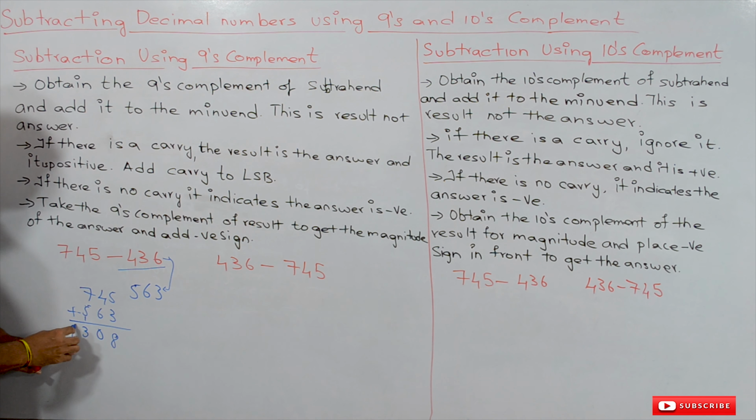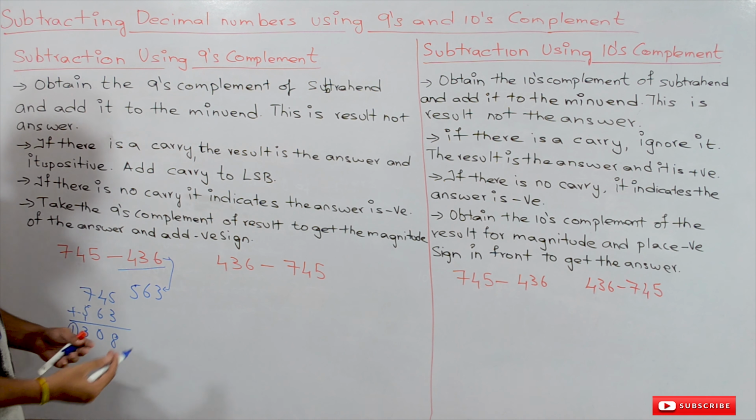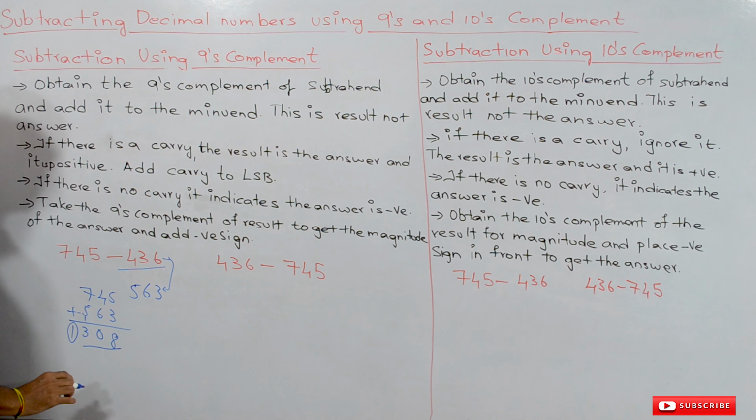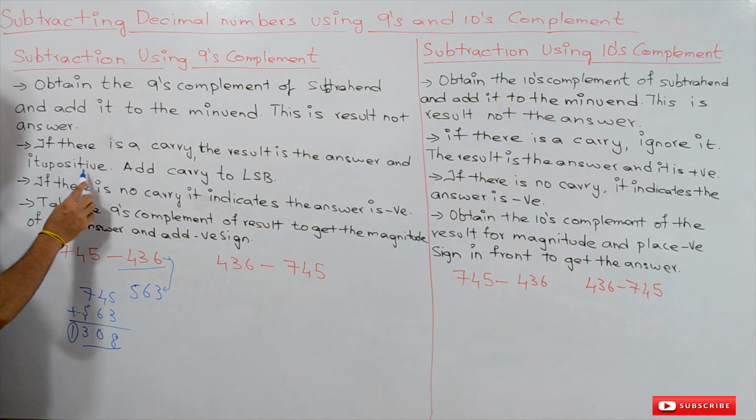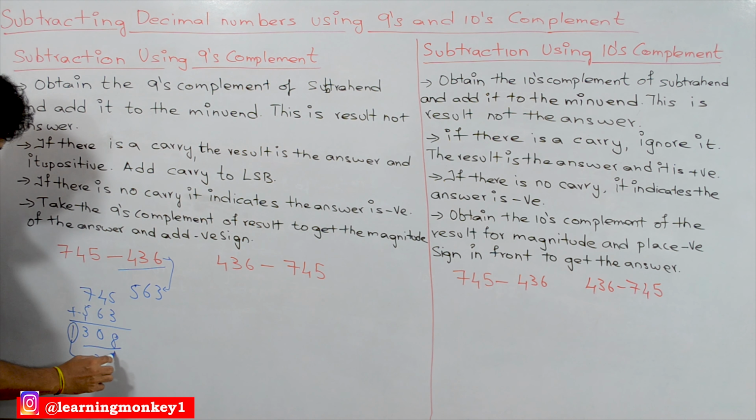Here we got a carry, so this is what we call the carry. If there is a carry, what we have to do? The result is the answer, so this is going to be the final answer, and it is going to be positive. We have to add this carry to this 308, to the LSB, in the sense the least significant bit.